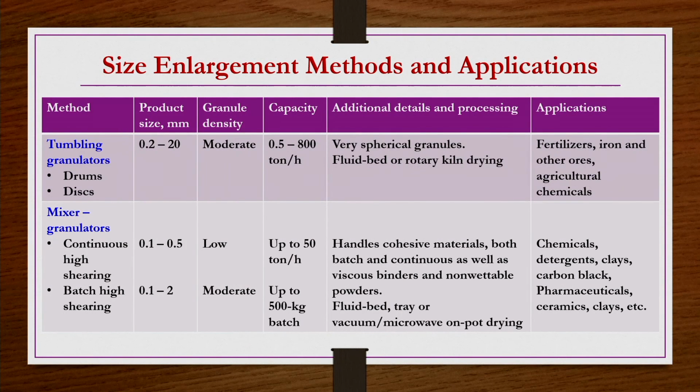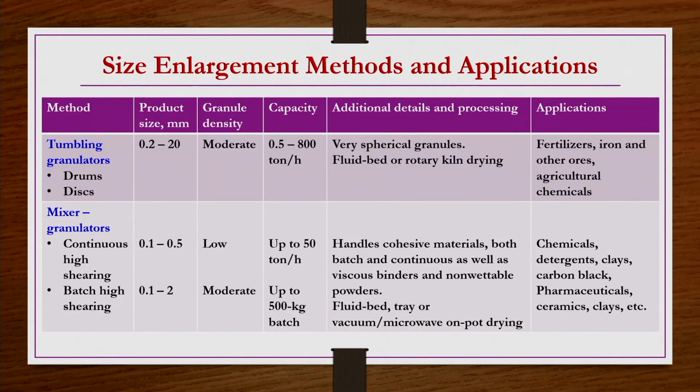So, size enlargement is a process, and size enlarged particles are a product. These tumbling granulators are good enough to produce granules of size 0.2 to 20 mm. The granule density, or density of the agglomerated particles, is in general moderate. The tumbling granulator has the advantage of a high capacity; they can handle up to 800 ton per hour. And the granules that you get after size enlargement are very spherical in nature.